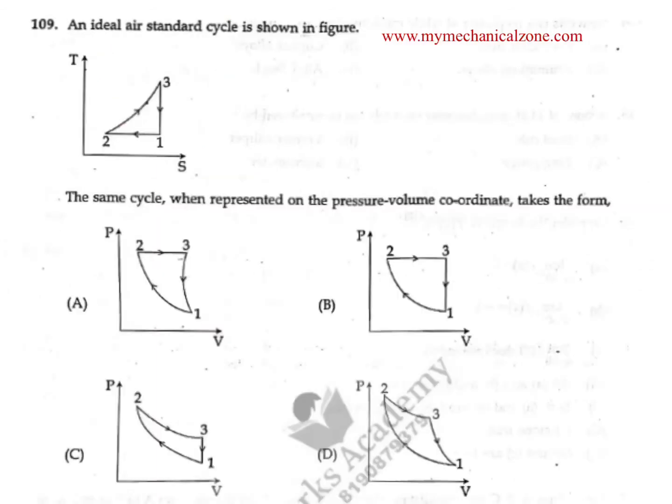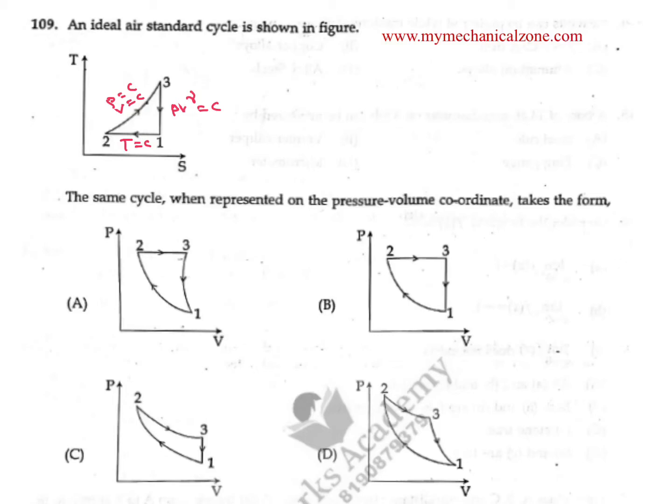An ideal air standard cycle is shown in the figure. TS diagram is given, PV diagram we have to check. So here 1 to 2 is your isothermal process, temperature is constant, and 3 to 1 is an isentropic process or reversible adiabatic process, PV to the power gamma is constant. 2 to 3 we don't know whether pressure is constant or volume is constant. This one we have to check. 2 to 3 is either a constant pressure process or a constant volume process.